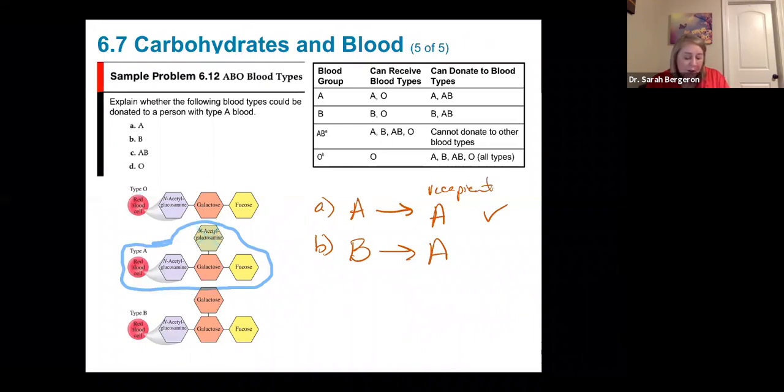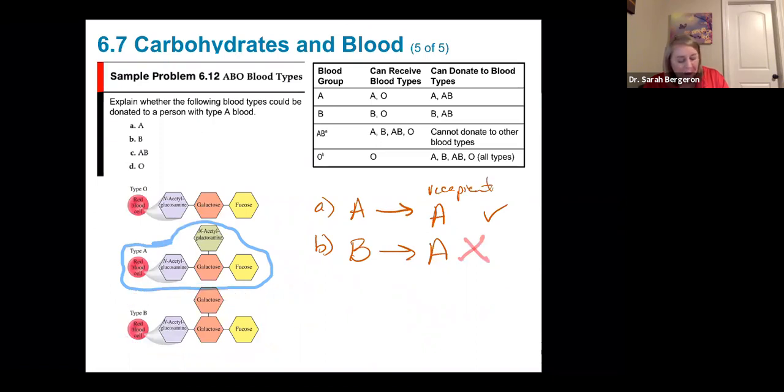So if somebody is type B, so type B is here, if I give this type B blood to somebody who's type A, the cell's gonna look at this galactose right here and say, whoa, stop the train. I can't accept that. That is not self, that's not me. And so it must be foreign, and they would reject it. So this would be very bad. You would have a very bad reaction.